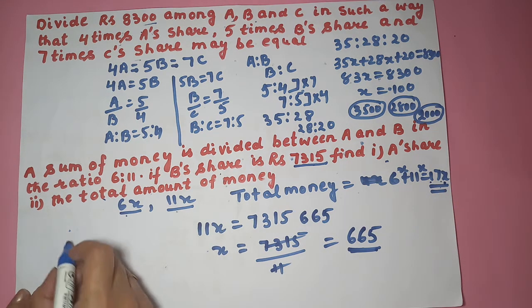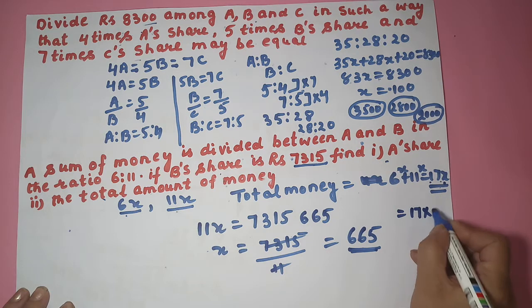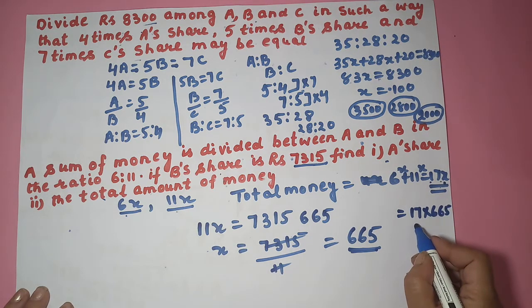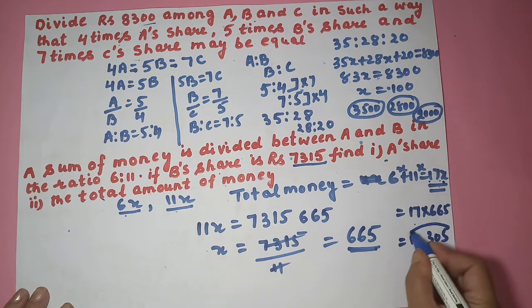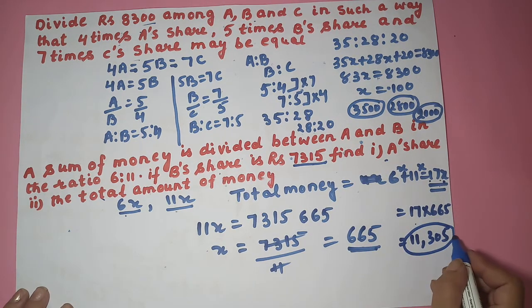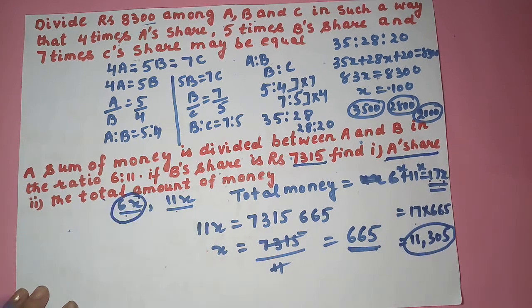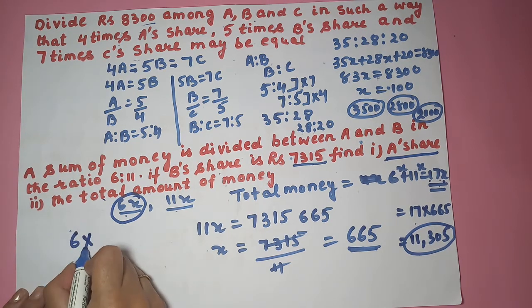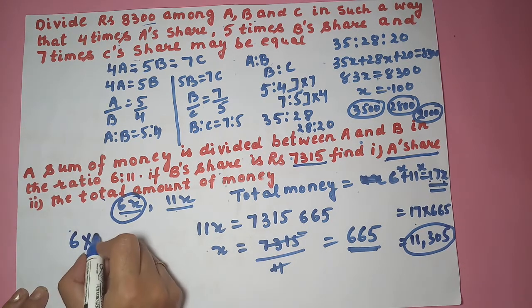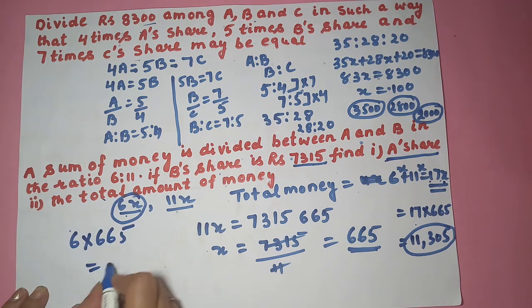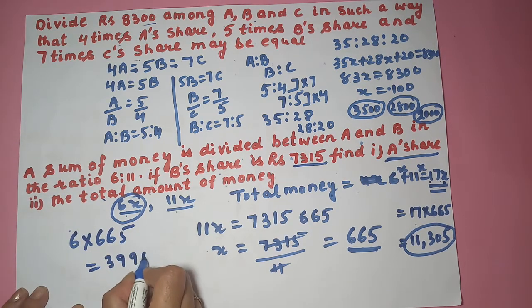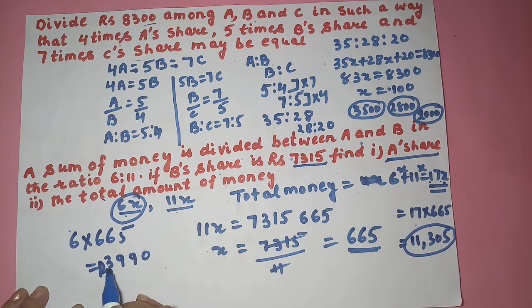Okay, so what is my total money? Total money is 17 into 665. So 17 into 665 is 11305. This is my total money. Now along with that, he also wants me to calculate A's share. Now what is A's share? 6x. So 6 into 665 is equal to 3990. So A is having 3990 share out of 11,305.